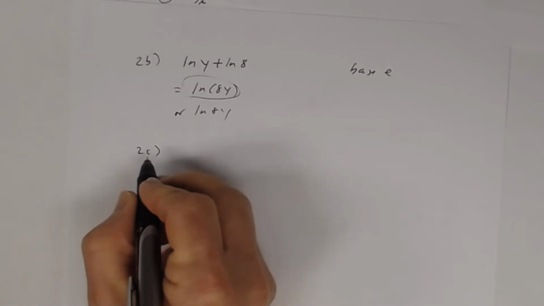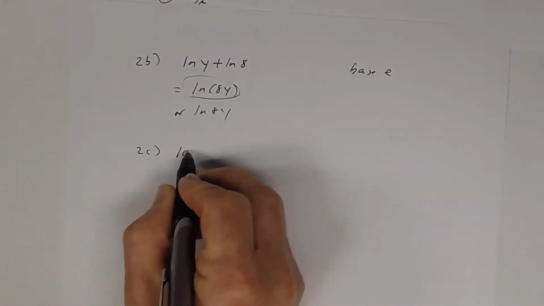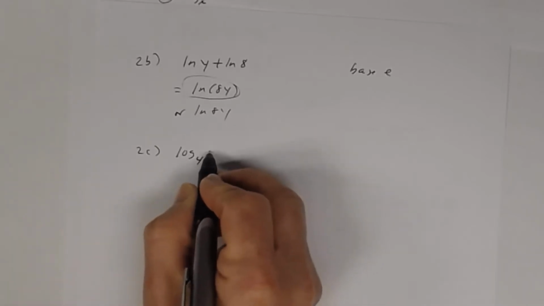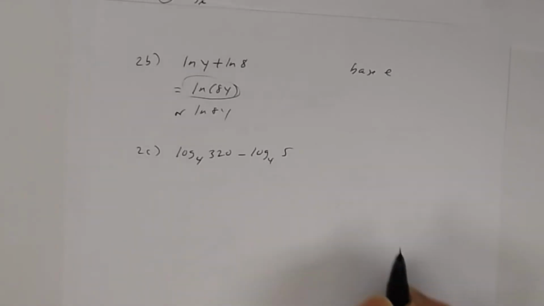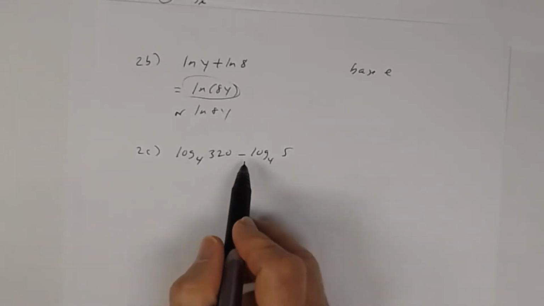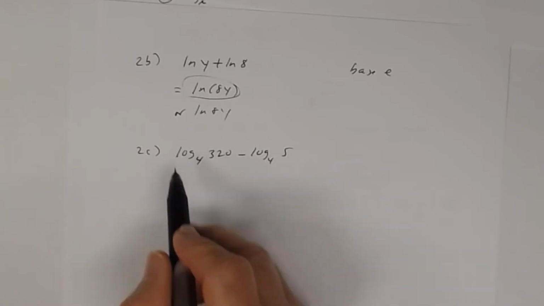Okay. Letter C. So in 2c, we have the log base 4 of 320 minus the log base 4 of 5. Now this time I'm looking at the difference of two logarithms. Notice that coefficient is 1, that coefficient is 1.